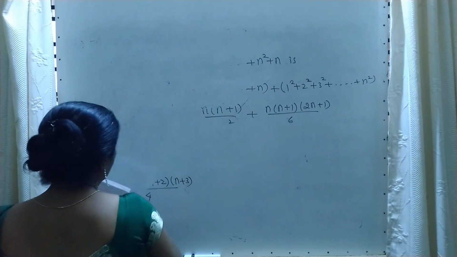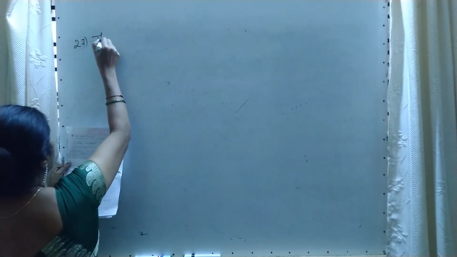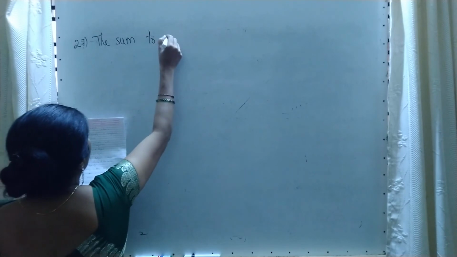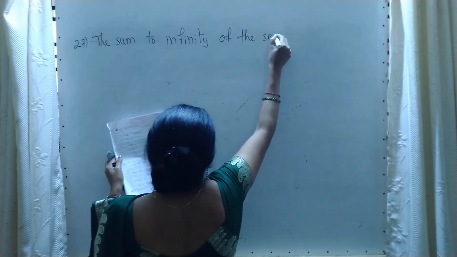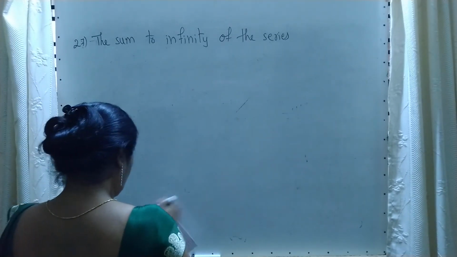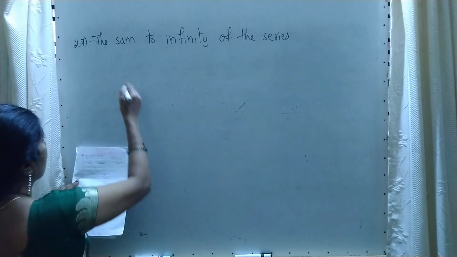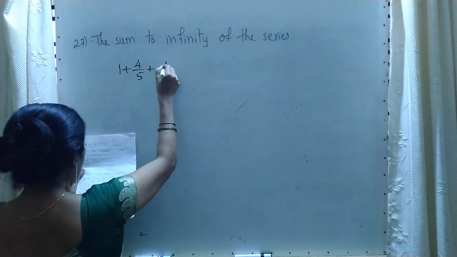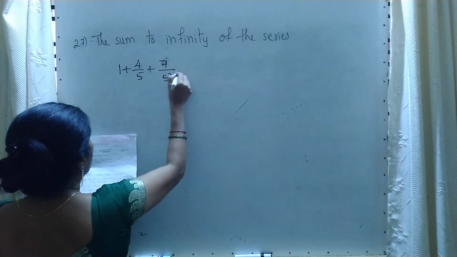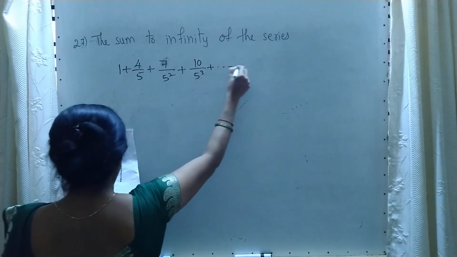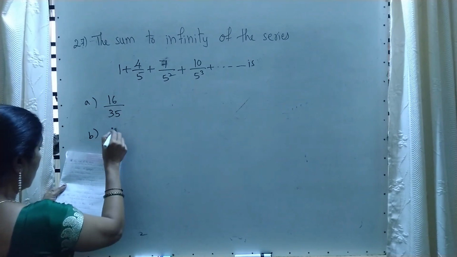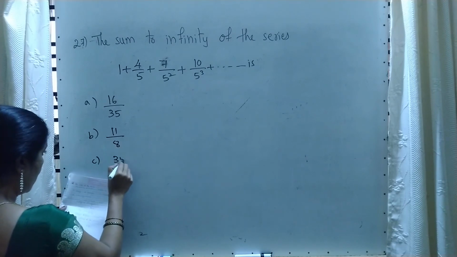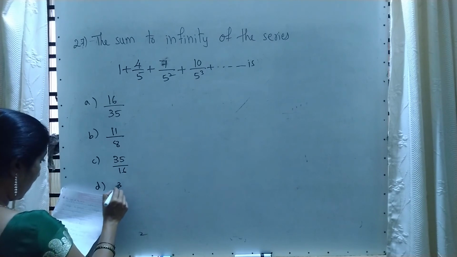Question number 27. The sum to infinity of the series 1 plus 4/5 plus 7/5 square plus 10/5 cube plus continuation is, first option 16/35, second one 11/8, third one 35/16, and fourth one 8/6.